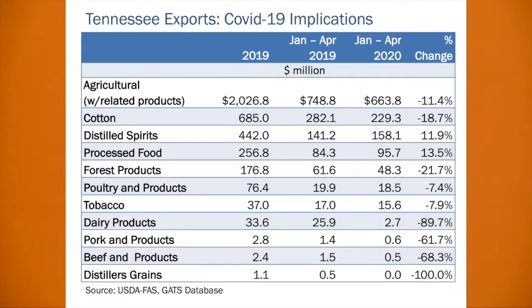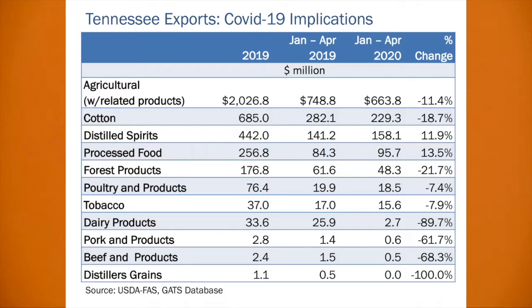Now, in terms of what's taken place for the state of Tennessee, we've seen some significant declines in quite a few areas. Overall agricultural exports for the state are down 11% the first 4 months of 2020 compared to 2019. Our cotton exports are down near 19%, but we have seen some increases in distilled spirits. So apparently during these tough times, people tend to go through what it takes to get through cabin fever and other issues of what it feels like to be isolated.